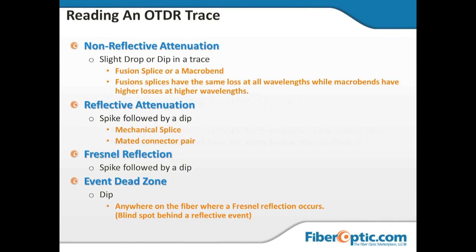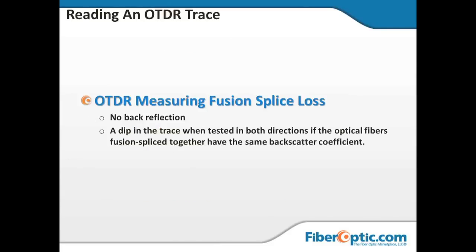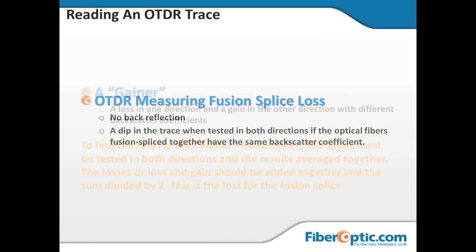So measuring a fusion splice loss, there's no back reflection, so it's just going to be simply the dip in the trace. While we only need to get to one side of the span for the OTDR to work, very often when we're doing our final testing, we will want to look at it bidirectionally, because sometimes subtle differences in the backscatter level will give us more or less loss in one direction or the other. And taking this bidirectionally and averaging it will give us the most accurate loss calculation.